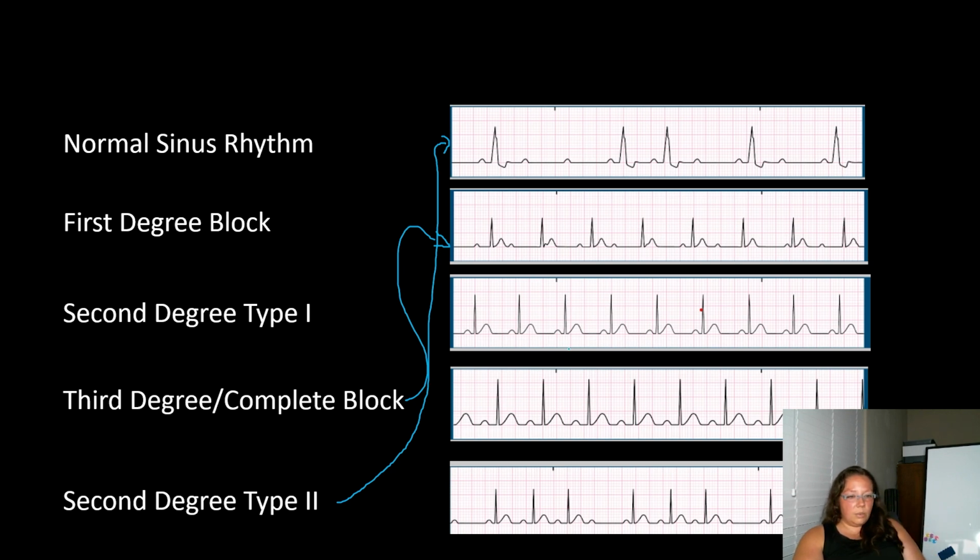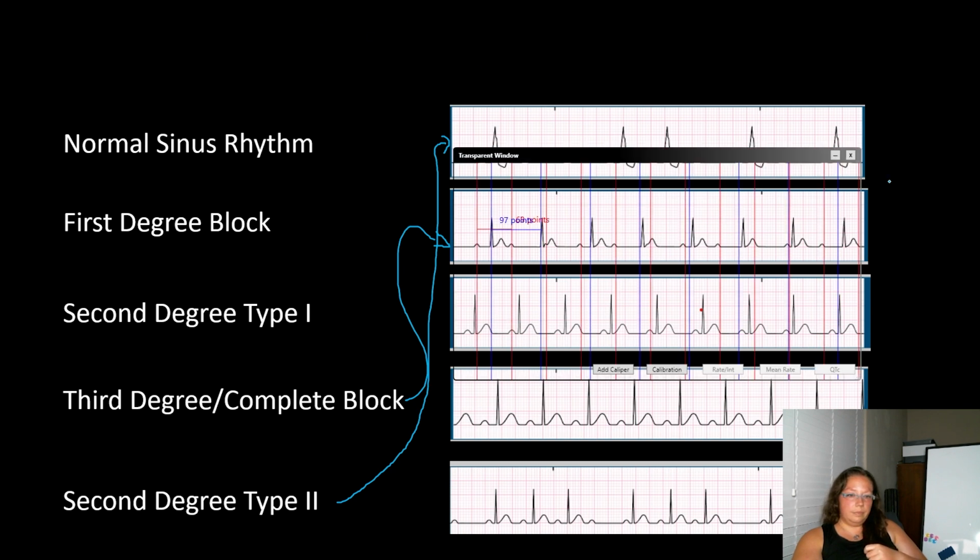All right, next one. Do we have P waves? Yep. P, P, P, P, P. Do we have QRSs? QRS, QRS, QRS, QRS. Does every P wave have a QRS? Sure does look like it. All right. Are they regular? Is the rhythm regular? We can find out. Oh. What did I do?